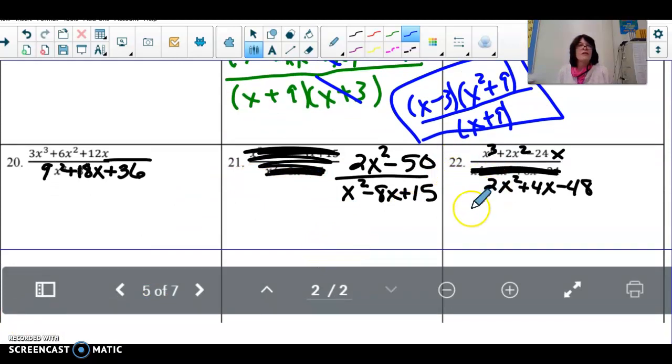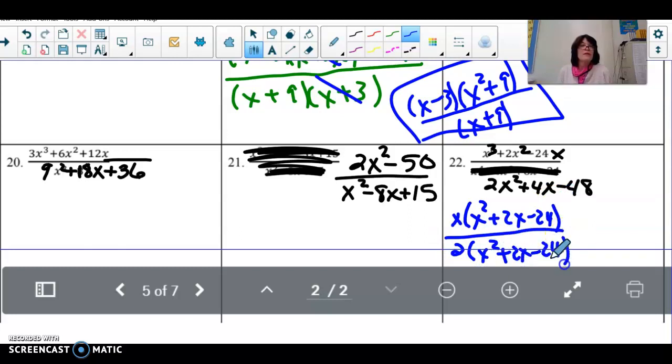There's not much here. Number 22, just remember, take an x out and make it x squared plus 2x minus 24. Take a 2 out. Make it x squared plus 2x minus 24. They are different. Oh, no, they're the same thing. Oh, I didn't realize I was doing that one for you. Oh, well, they cancel, and you just get x over 2. I didn't mean to go that far with that. Oh, well. You're welcome.